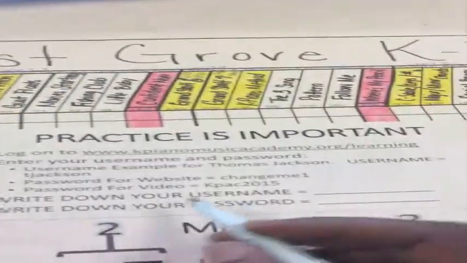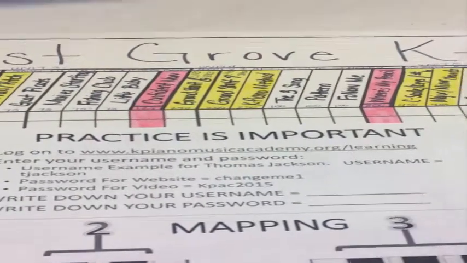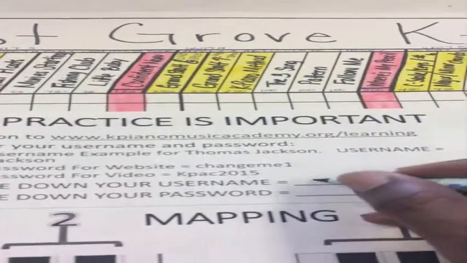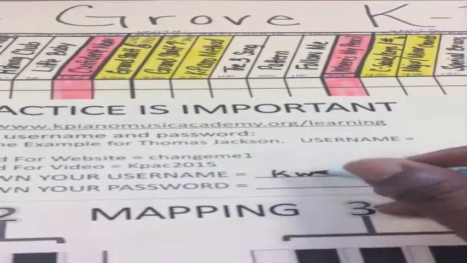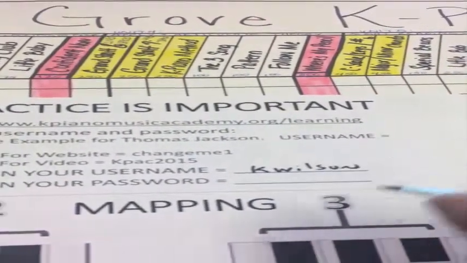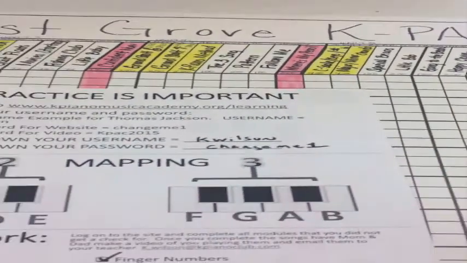Oh, before I forget, remember, write down your username and password. So my name is Kenneth Wilson. That means the first letter of the username would be K, lowercase. My last name, Wilson, W-I-L-S-O-N. That's my username, K Wilson. Password, Change Me One. There it is. All right, let's get rolling.